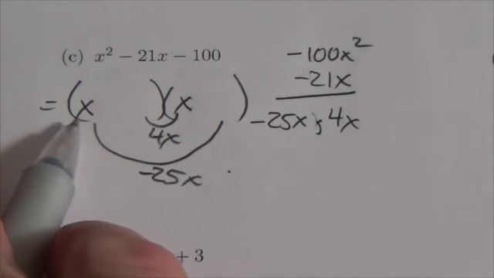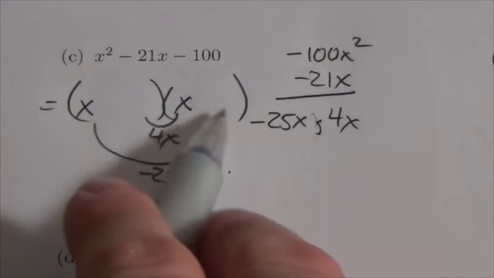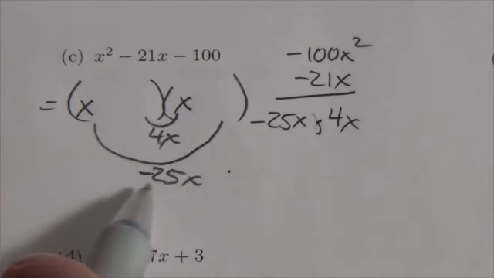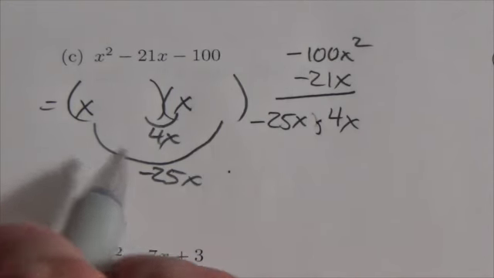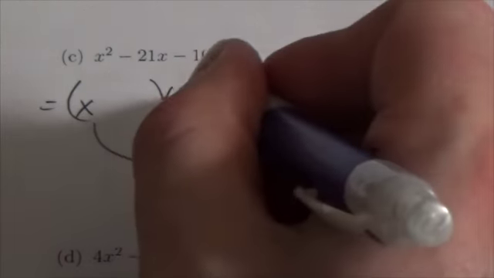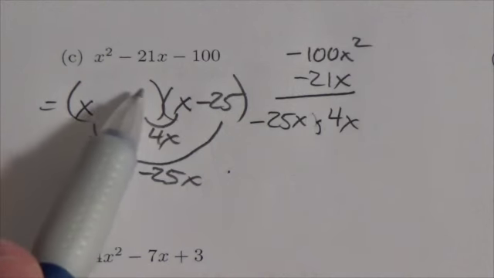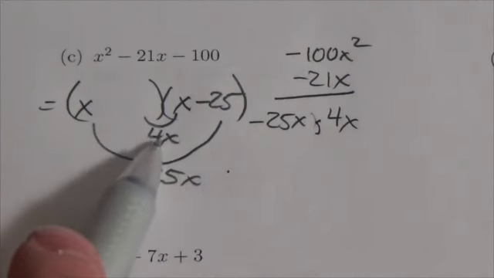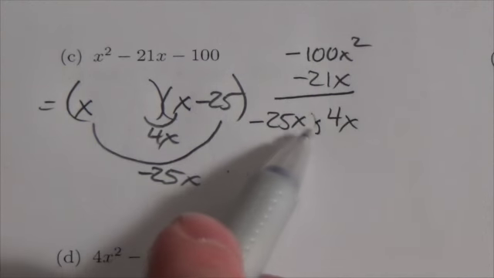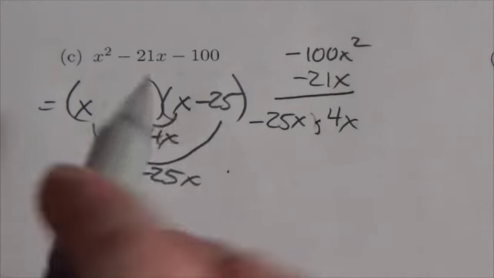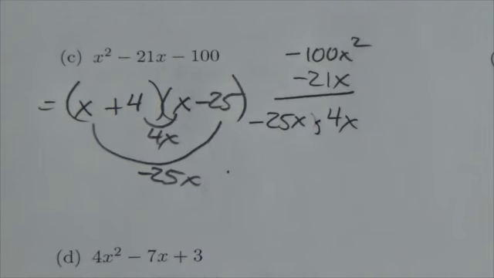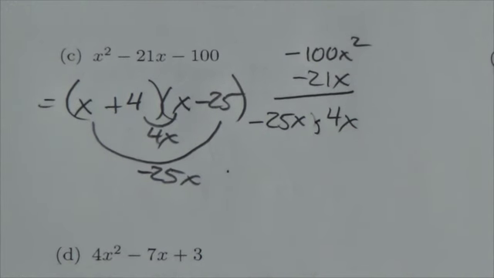And then the product of x and the last term here has got to be negative 25x. So there's the x, which means over here that has to be negative 25. The product of this x and the last term of the first binomial has got to be 4x. That's what I discovered here. Well, there's the x. So over here, this has to be positive 4. And so in factored form, the expression I'm looking for is x plus 4, x minus 25.